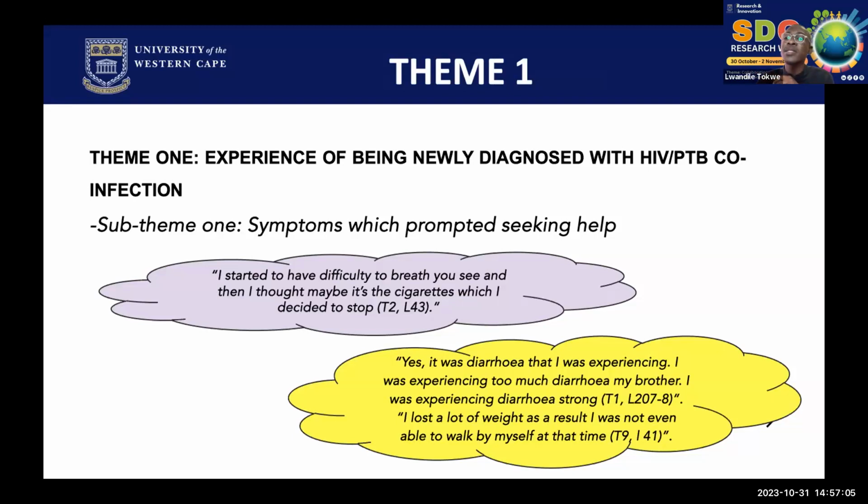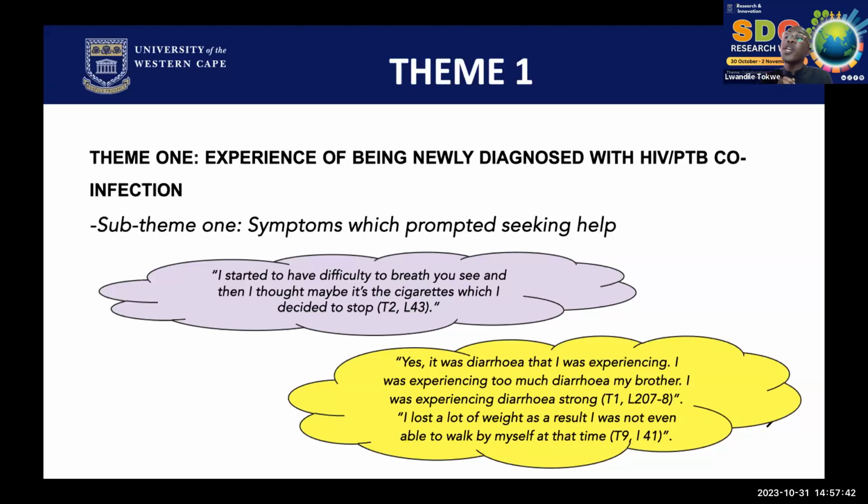The voices of these participants were diverse, as they were experiencing being sick with HIV and TB co-infection for the first time. This theme depicts a journey of these newly diagnosed patients, from the first time they experienced symptoms of living with HIV and pulmonary TB co-infection, to how they were diagnosed and initiated on medication, as well as the impact it had on their lives. The first sub-theme of this theme is the symptoms which prompted seeking help.